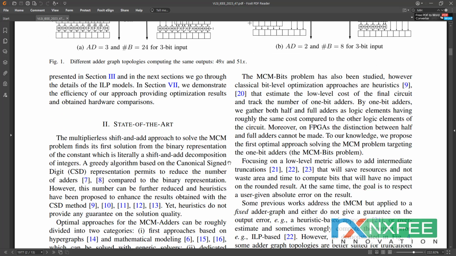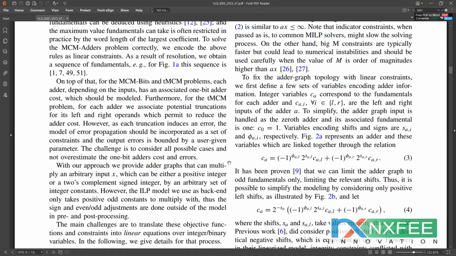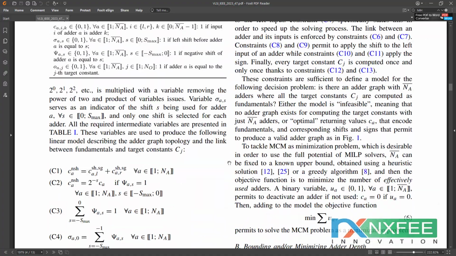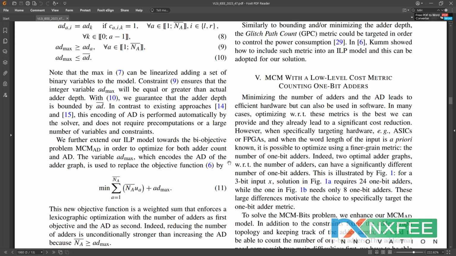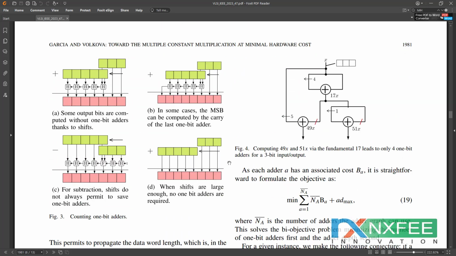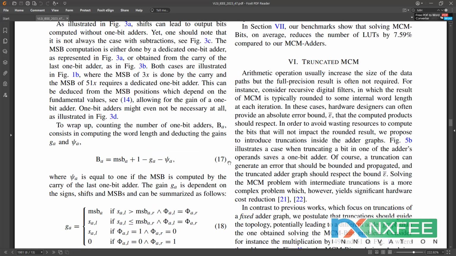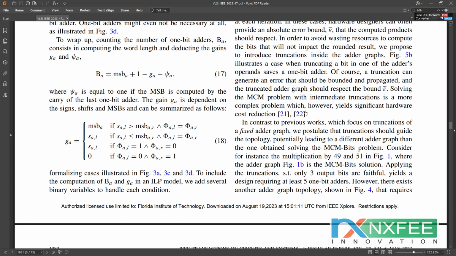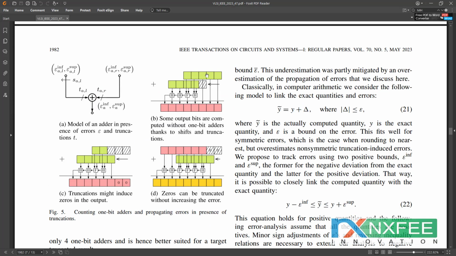In the proposed method they use the truncated form. This is section 6, the truncated MCM. Truncated MCM means they truncate a number of bits: the LSBs are truncated, and they pad with zeros. As per that, they get the output as a truncated result.